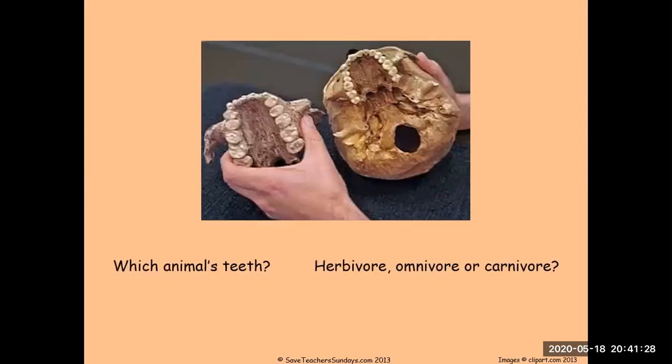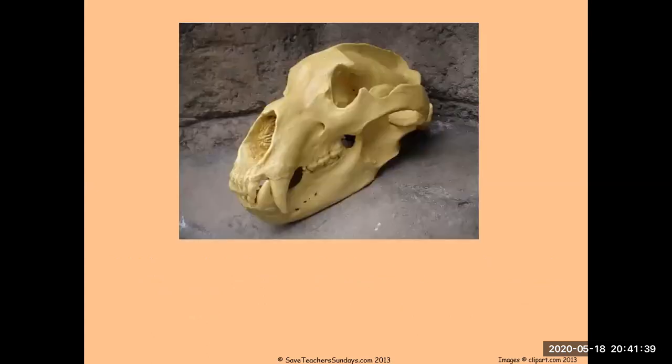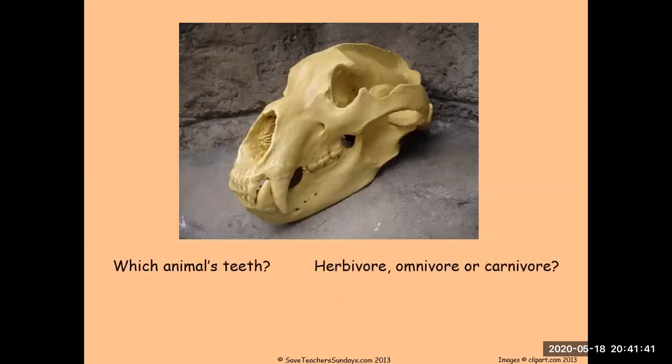Which animal's teeth are these? Herbivore, omnivore, or carnivore? They are human, so they are omnivore. Which animal's teeth are these? Herbivore, omnivore, or carnivore? You can see the sharp canine there. It's a bear, omnivore. You have both the molars and the sharp canine and the incisors as well.